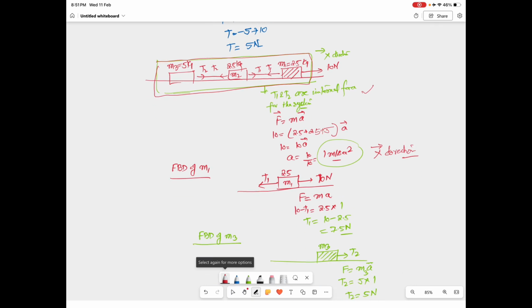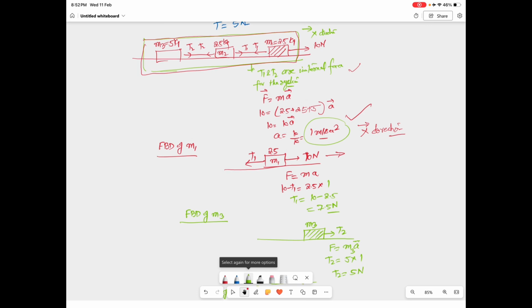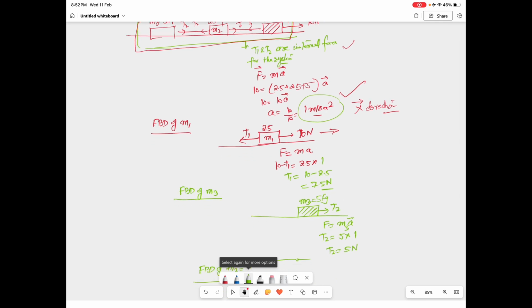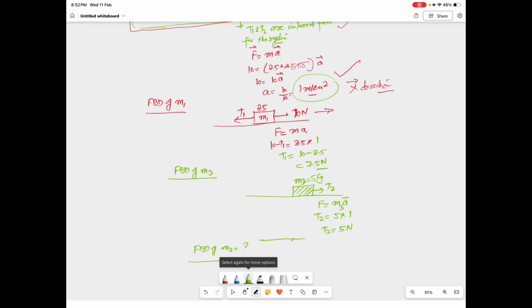For the free body diagram of M1, I am again drawing 10 Newton in the positive x direction, and tension T1 in the opposite direction. So F is equal to m into a: 10 minus T1 is 2.5 into 1, where 1 is the acceleration which I have already calculated here. So T1 is 7.5 Newton. And what if I draw the free body diagram of M3? There is only one force, T2, applied to it. M3 is 5 kg. So F is equal to M3 into a, so T2 is 5 into 1. So T2 becomes 5 Newton.